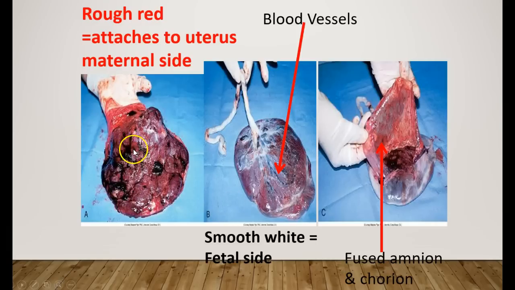Again, the rough side is what attaches to the uterus. The smoother side is the fetal side. And again, here's the fused amnion and chorion. Although this looks pretty thin, this is a pretty strong structure. It can withstand a whole lot. If you think about how much a baby moves and kicks and how many times mom bumps her tummy on a counter or something, it can withstand a lot of pressure.